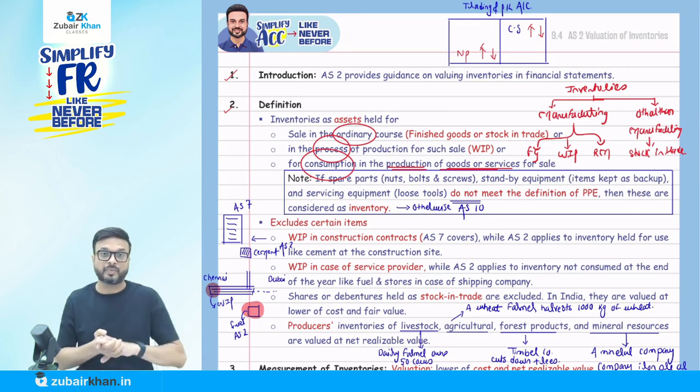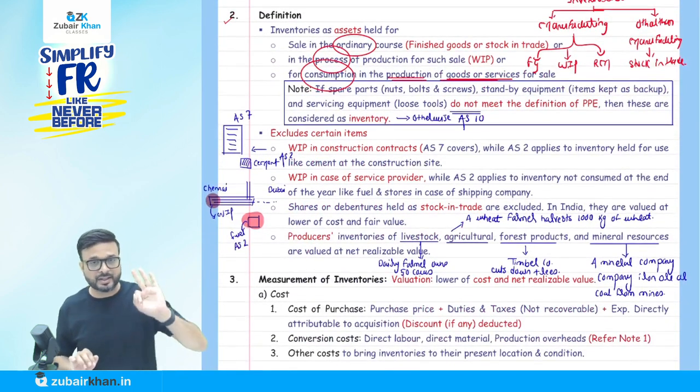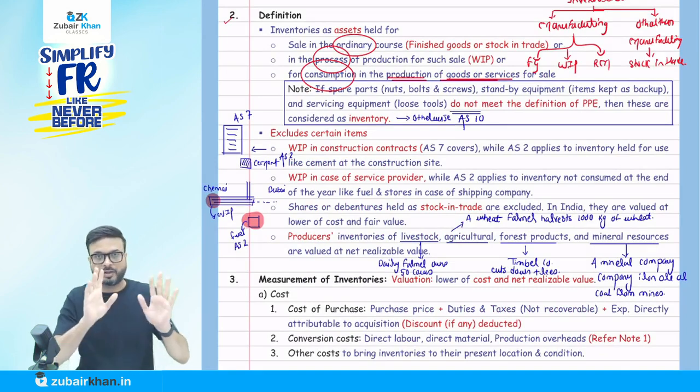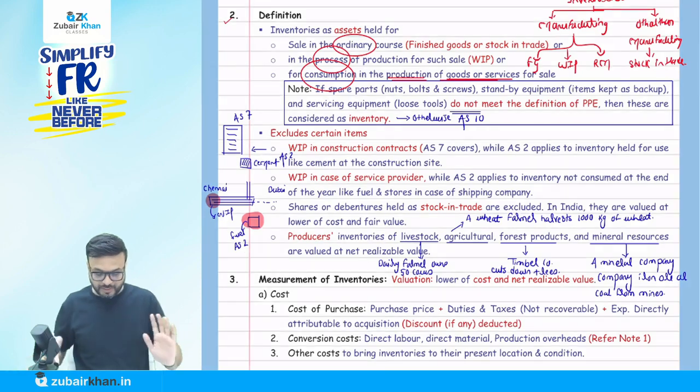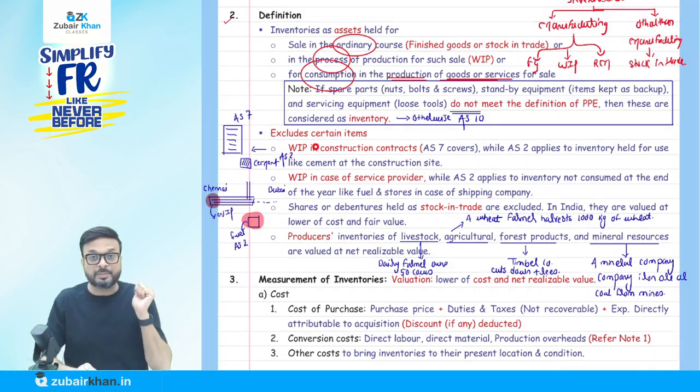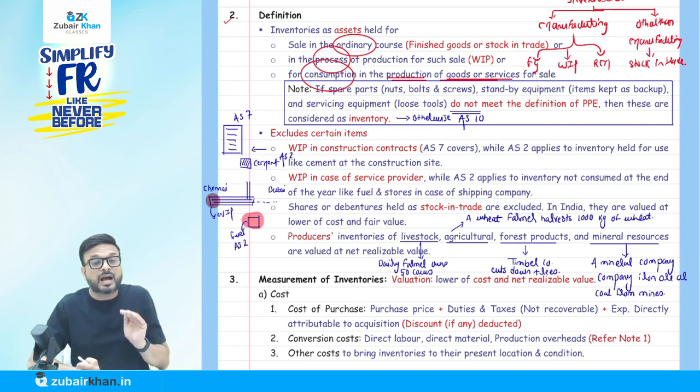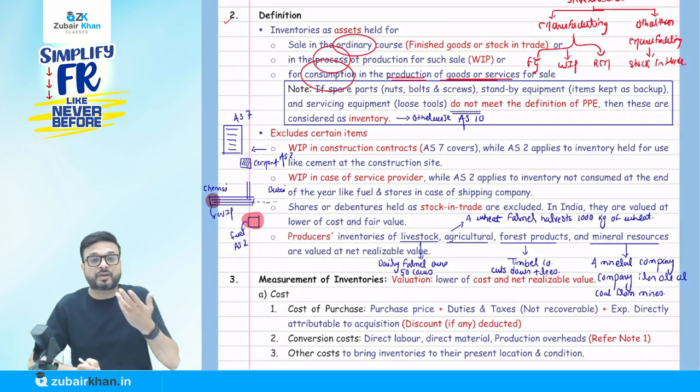If they don't meet the definition of PPE, then they will come under accounting standard 2, that is valuation of inventory. Okay. Now, under the definition we have discussed, three things are going to come: finished goods or stock in trade, WIP and the raw material. Now, there are certain things which are excluded. First, WIP in construction contract, which is covered by accounting standard 7, while AS 2 applies to inventory held for use like cement at the construction site. Now please understand, this construction is going on. This is a WIP. So who is going to cover this construction? Accounting standard 7.